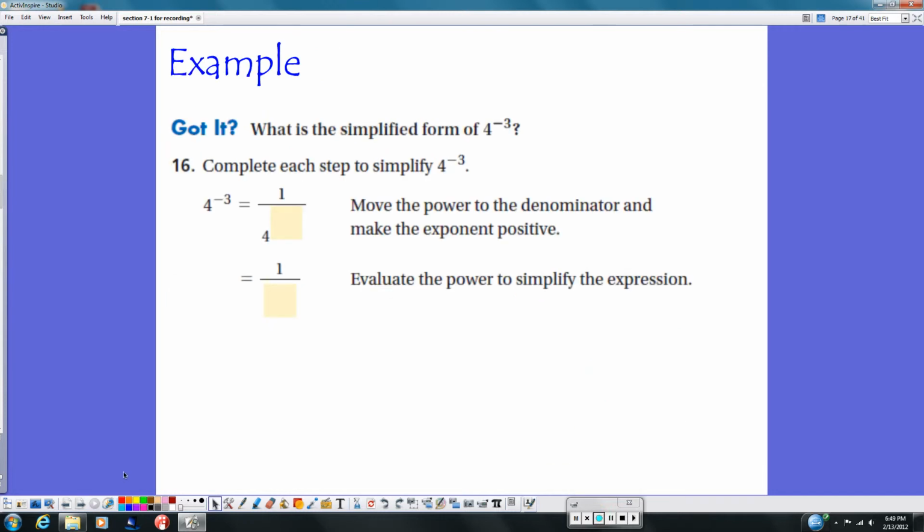So, homework problems tonight are going to look like these. You're going to be asked the simplified form of 4 to the negative third power. So, complete the steps. 4 to the negative third. First thing you're going to do is move the power to the denominator and make the exponent positive. Then you're going to evaluate the power to simplify the expression. So the negative 3 moves to the denominator and becomes 4 to the positive 3. And then 4 times 4 times 4 is equal to 64.